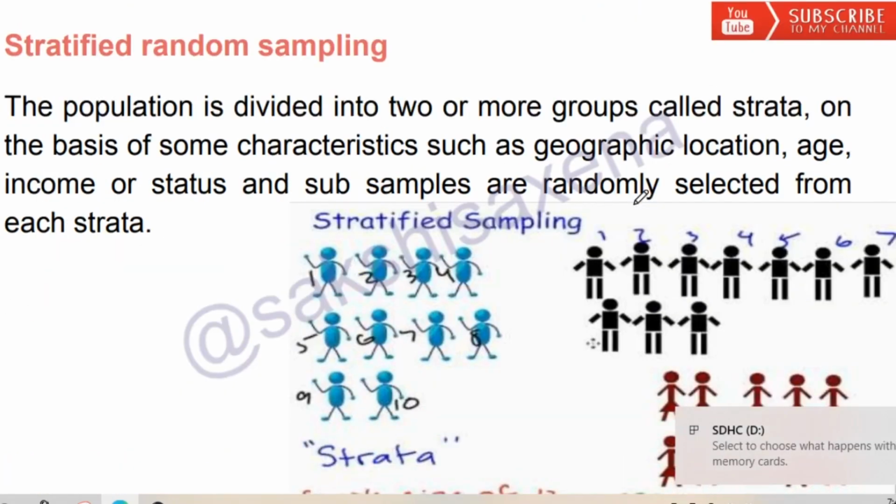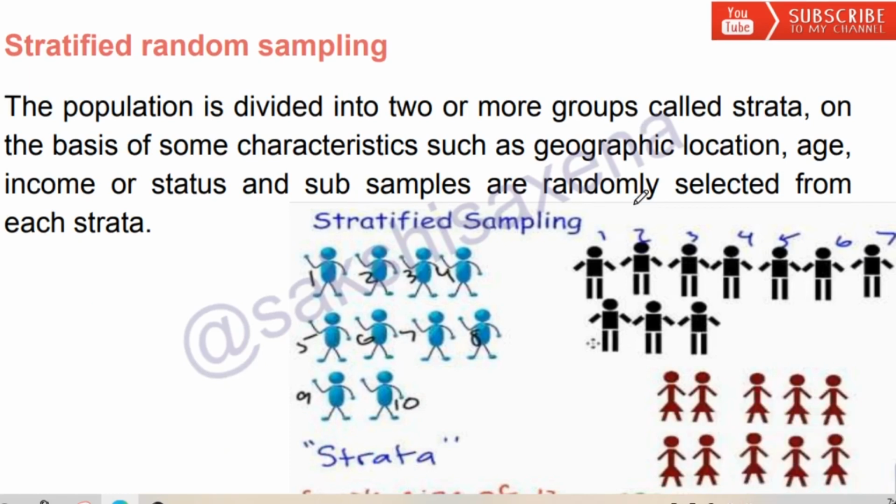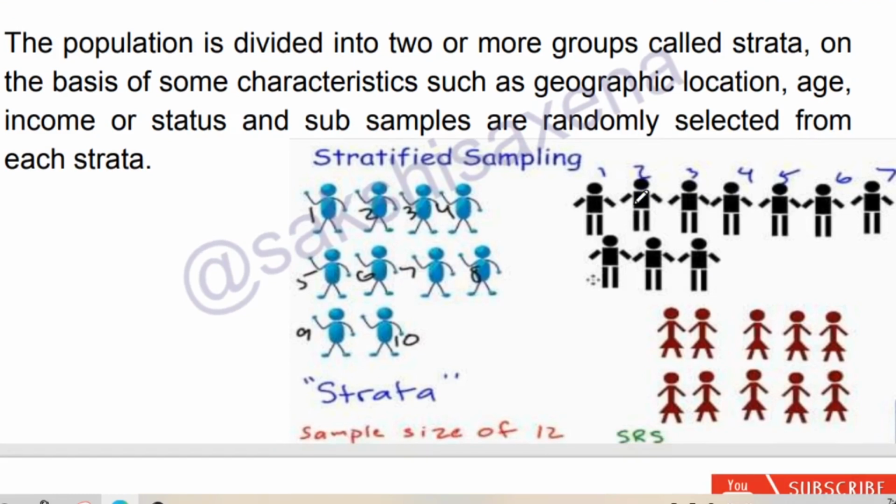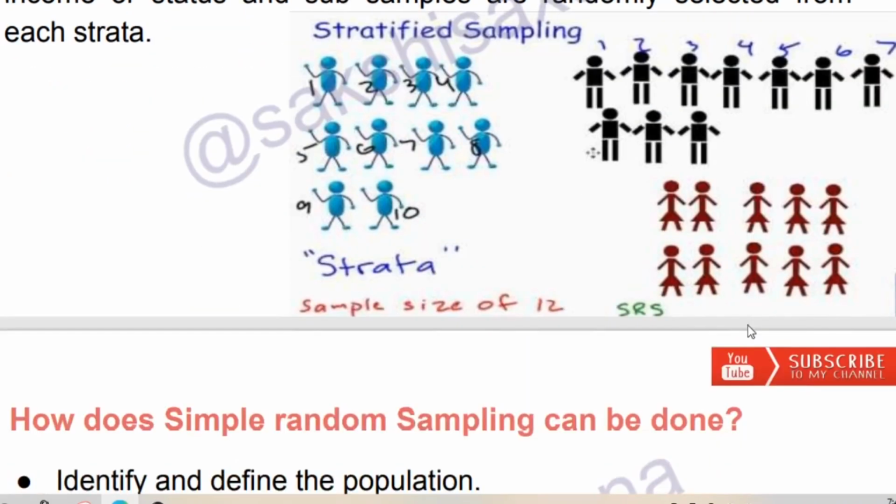Now, stratified random sampling we have to discuss. In this type of method, the population is divided into two or more groups, that is known as strata. The population given is homogeneous, and the groups are based on some characteristics such as geographic location, age, income or status, with subsamples randomly selected from each group. Here is an example. There is a group of blue and black and red, and we can take the sample from each individual group.